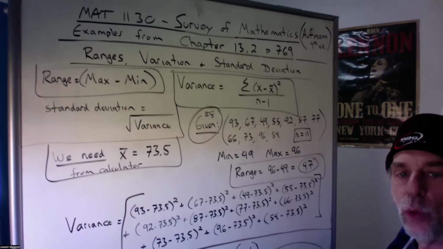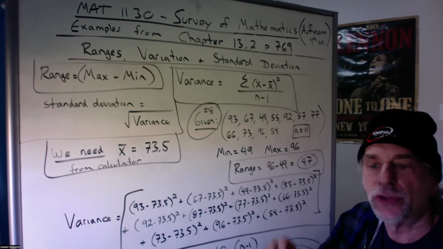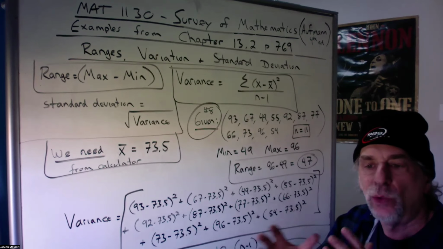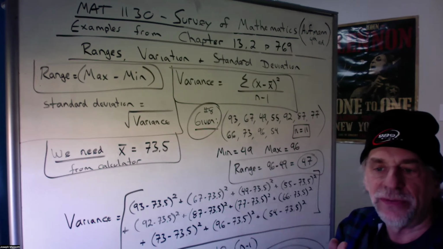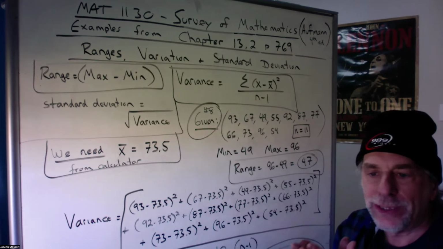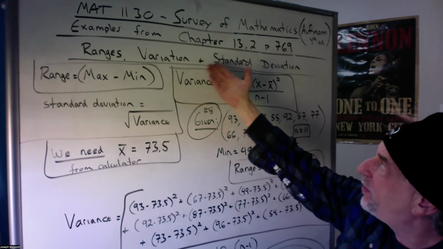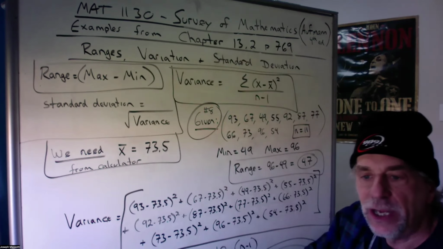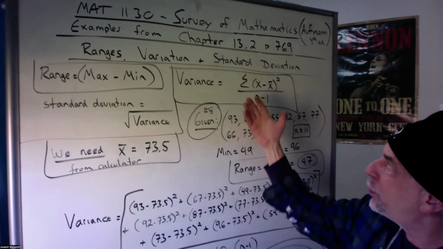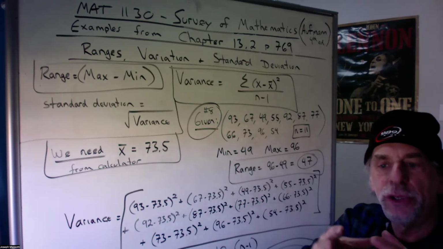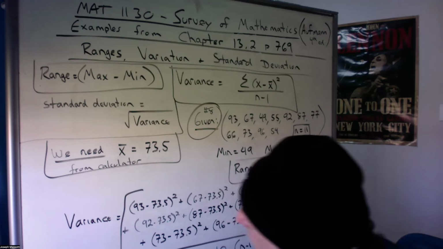All right, so in 13.1, we talked about means, medians, and modes. Those are measures of central tendency, where a data set, what is the middle of a data set? That's what we use to find some sort of measure of what the center of a data set is. These values, ranges, variations, and standard deviations, have to do with how spread out a data set is. The larger the variance and standard deviation, the more spread out the values are in a data set.